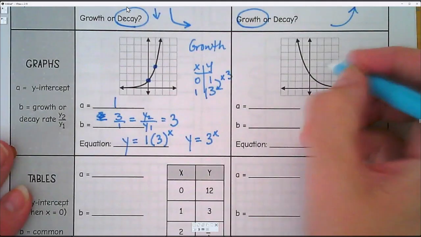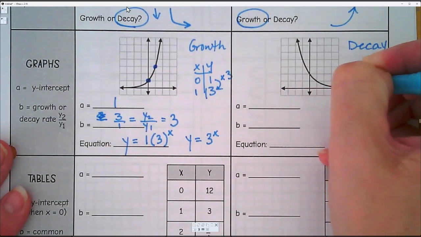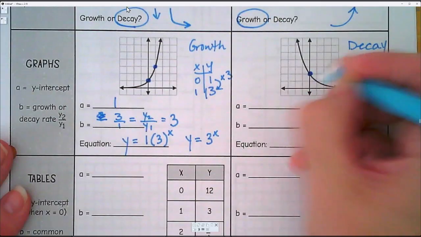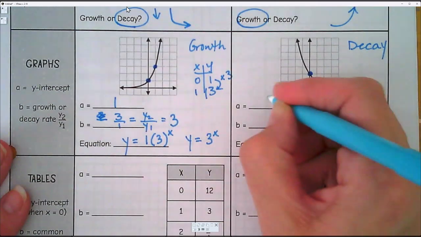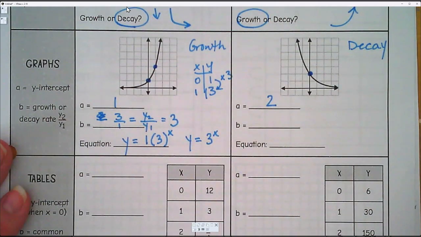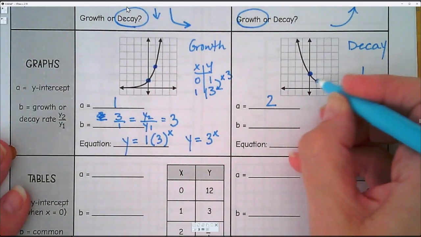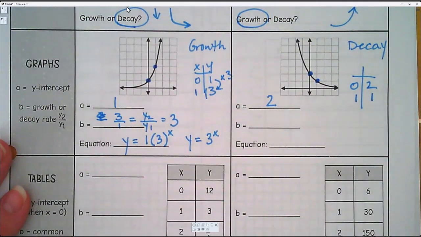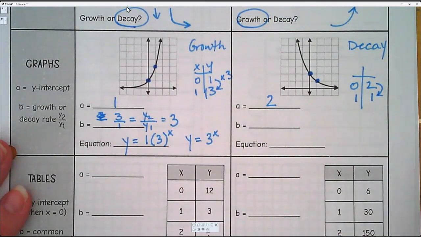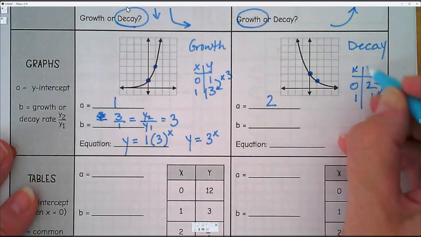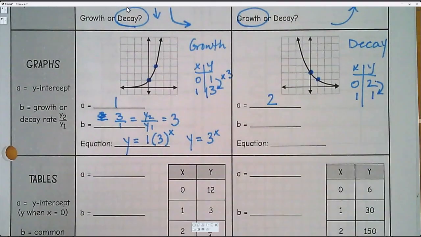Let's do another one. We can see that this graph is a decay. It's going down from left to right, but we're going to figure out what the numbers are. So if I start from my y-intercept in this one, my y-intercept is 2. And I'm going to look for the next value. So 0, 2 is one of my points, and the next point would be 1, 1. If I think about what's happening here, if I go from 2 to 1, how did I move? Well, I moved down by dividing my number in half.